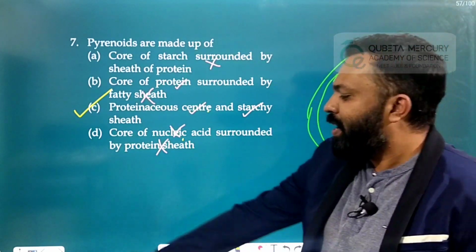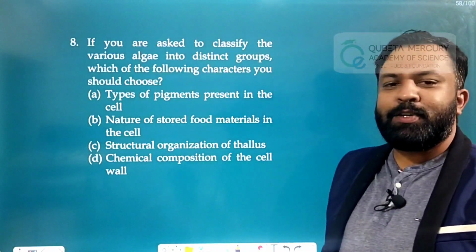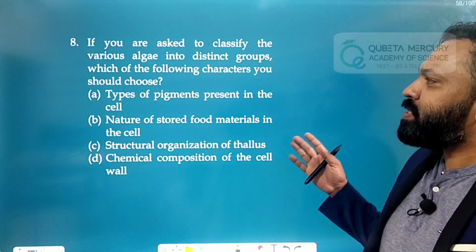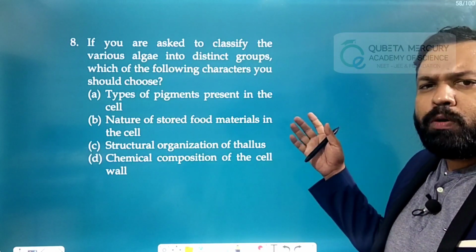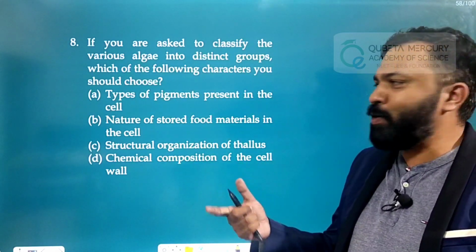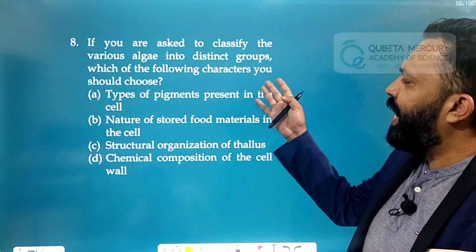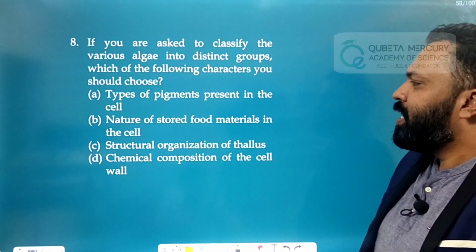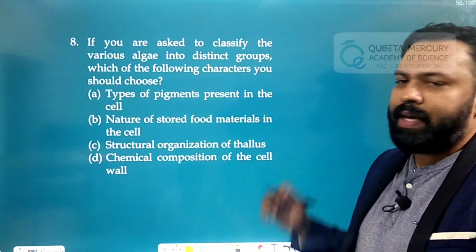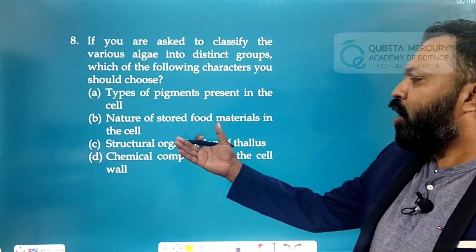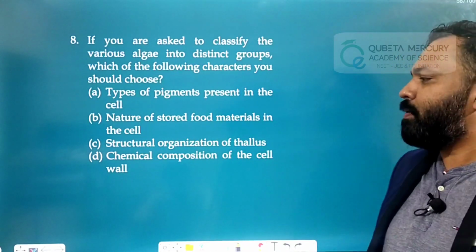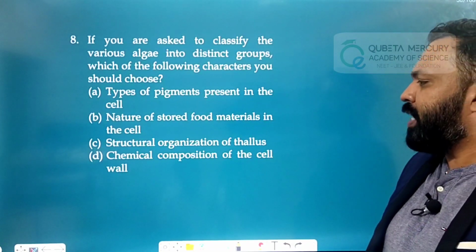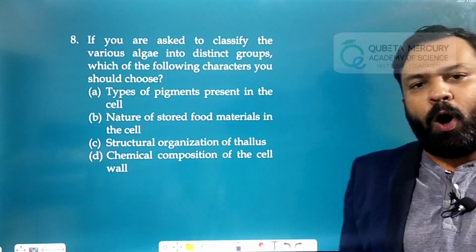Right. Listen to me. Here comes your question number 8. Listen to the question. If you are asked to classify the various algae into distinct groups like Chlorophyceae, Phaeophyceae, or Rhodophyceae, which of the following characters you should choose? Yes, a cunning question, right? Option A, types of pigments present in the cell. Option B, nature of stored food materials in the cell. Option C, structural organization of the thallus. And option D, chemical composition of cell wall.